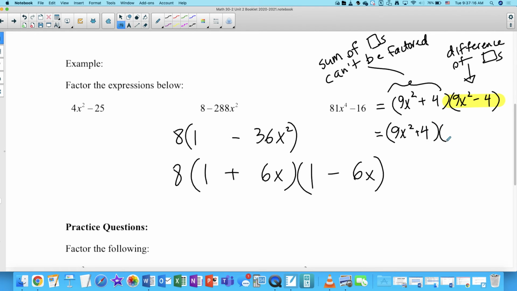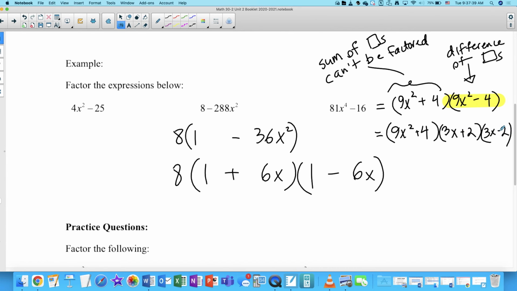This guy can be broken down. Right? So the square root of 9x squared. Yep. Why can't you do it on the first one? Okay, so we'll talk about that in a second. Okay? I'll tell you why. Okay, so here this is 3x and 3x. Square root of 4 is 2 and 2, and plus and minus.